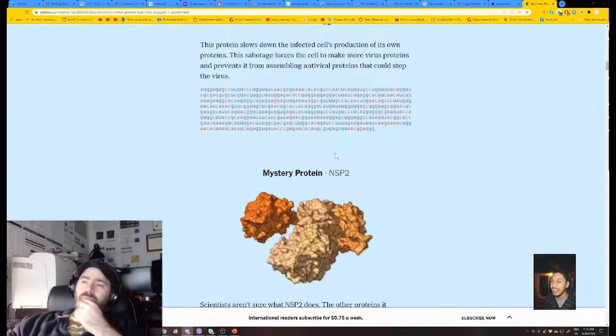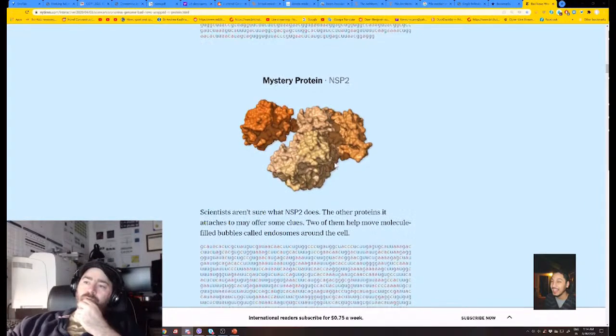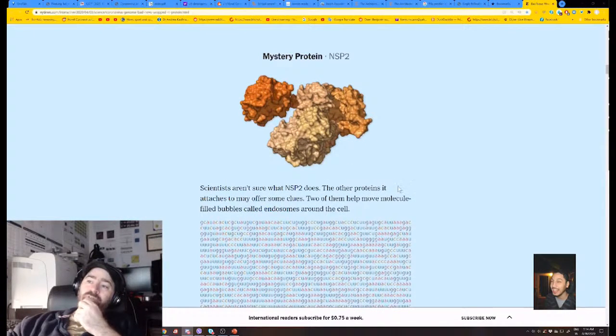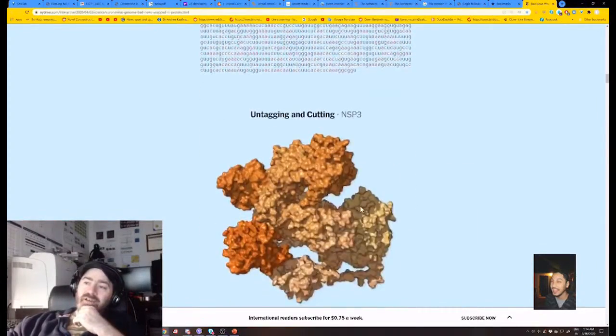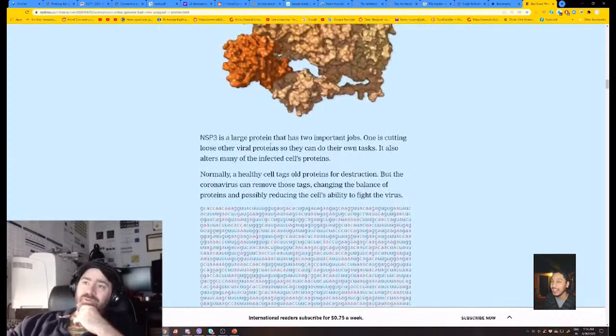Cellular saboteur. Mystery protein NSP2. Scientists aren't sure what NSP2 does. The other proteins it attaches to may offer some clues. Two of them help move molecule-filled bubbles called endosomes around the cell. Untagging and cutting, NSP3.